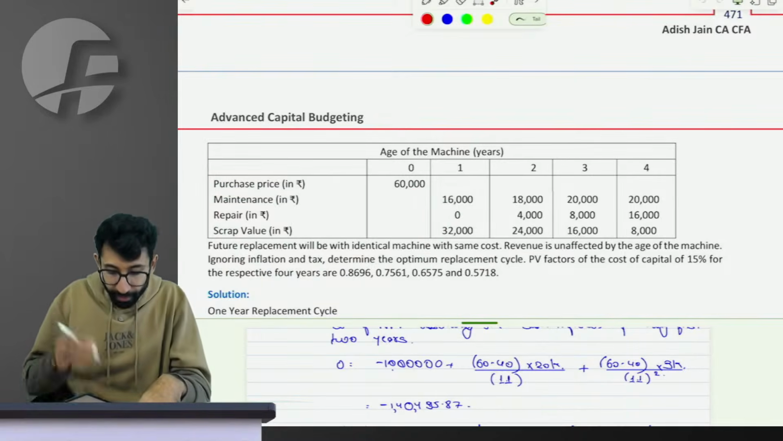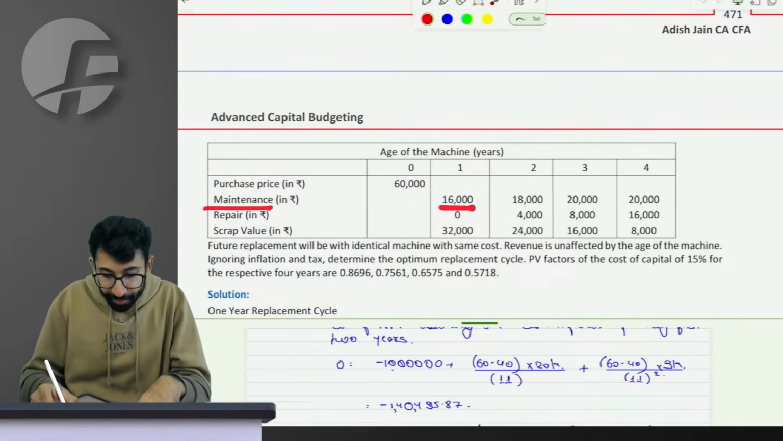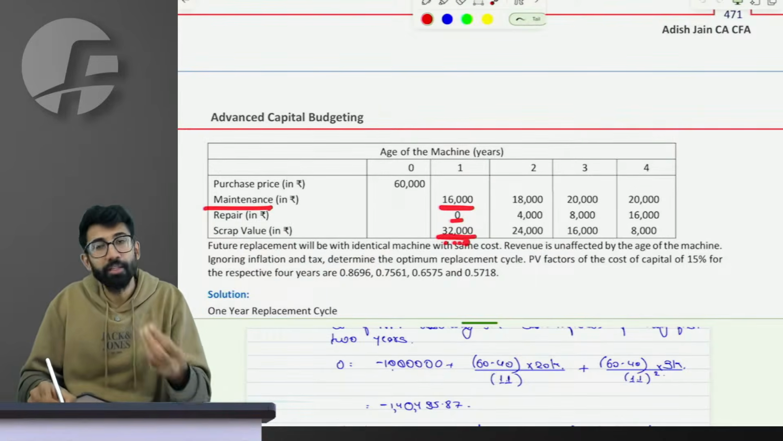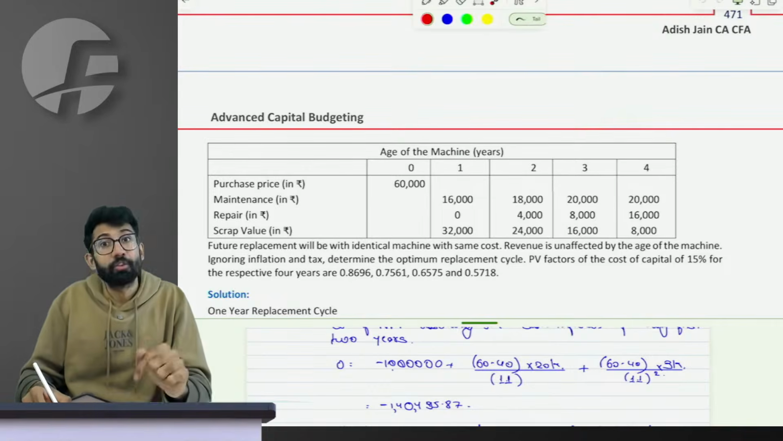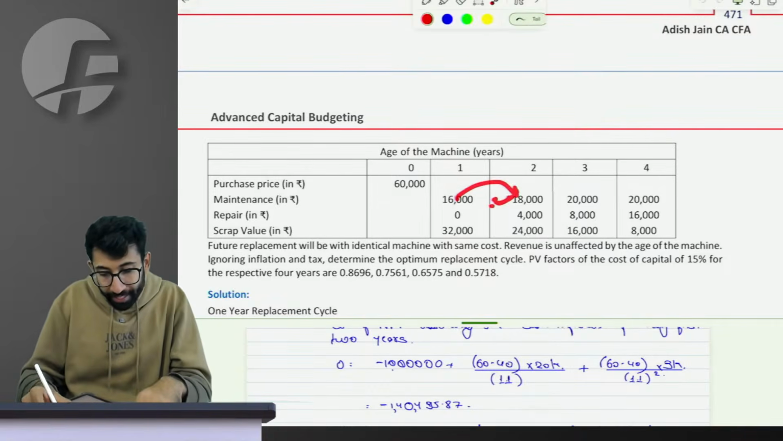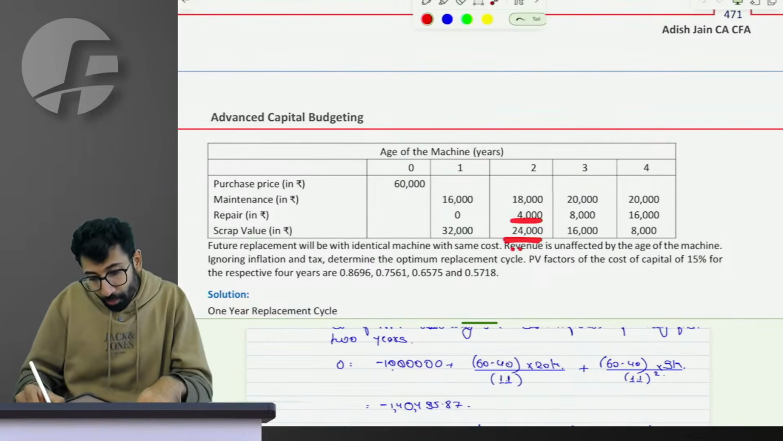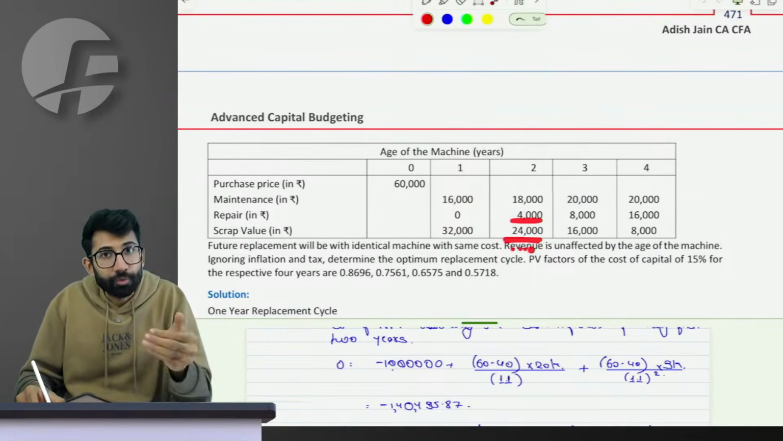Whenever you purchase it, in the first year you have to spend 16,000 to maintain it, 0 repair, and if you sell, 32,000 is what you receive. If you use it for a second year also, in the second year you'll have to spend 18,000 to maintain it, 4,000 for repairing, and you will be able to sell it for only 24,000.